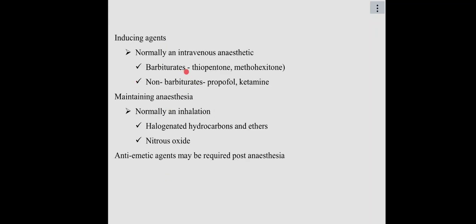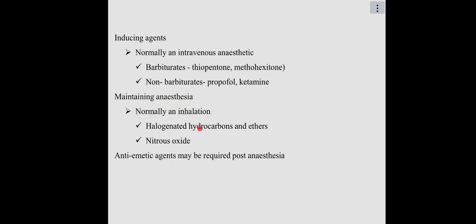Inducing agents, these are drugs that you can use for induction, and this is where you especially use the intravenous anesthetics like the barbiturates. You have thiopental sodium, methohexital, and non-barbiturates you can use propofol and ketamine. Of course, these drugs will have different toxicities and, of course, different prices. So you will choose depending on what kind of operation you are doing. Sometimes it depends on the type of hospital, the level of hospital, because as I have said, some of them are quite expensive.